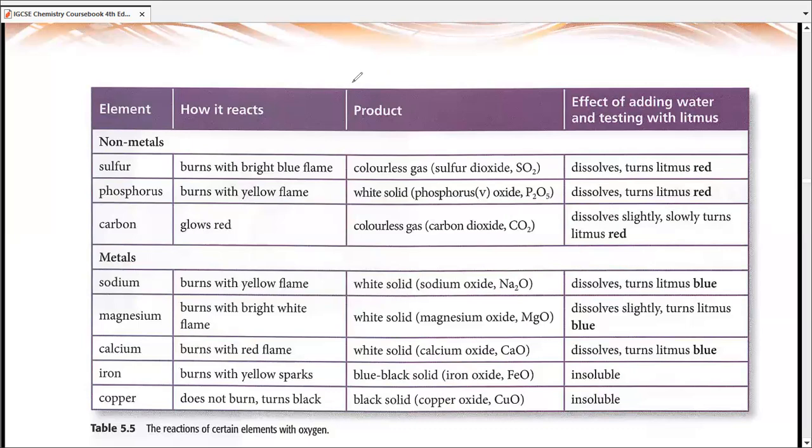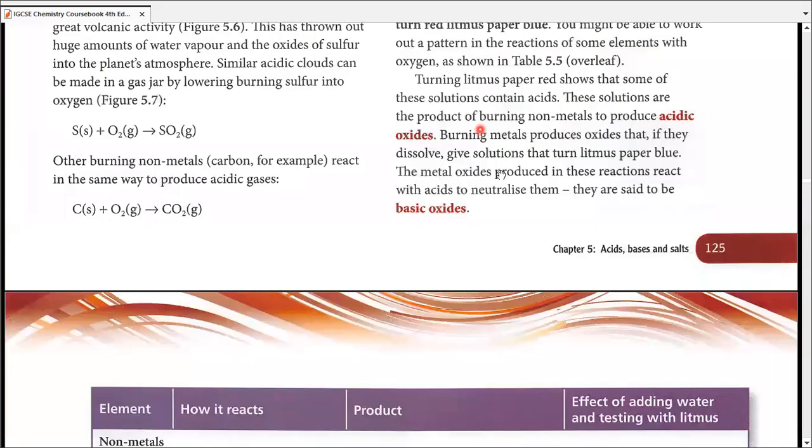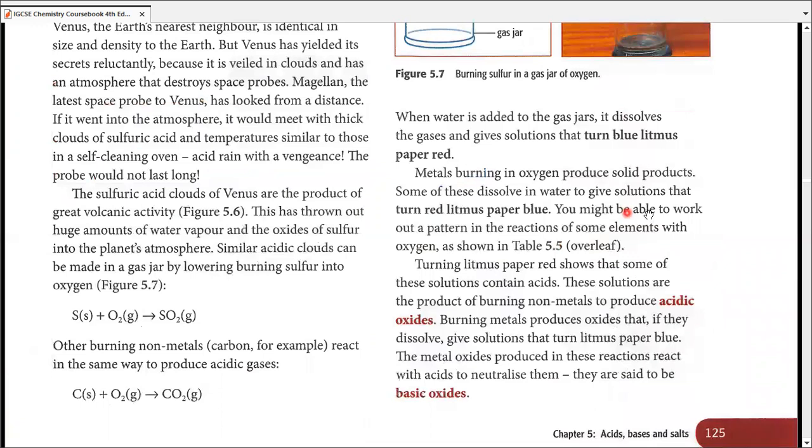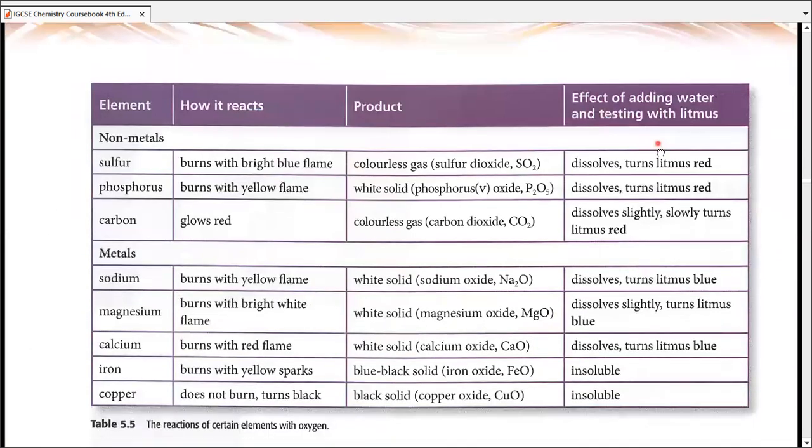Sulfur burns with a bright blue flame. In order to understand what that means, the diagram is present on the previous page, 125. You can see sulfur and you can even literally see that blue flame. This is sulfur being burnt in a gas jar of oxygen. Sulfur is burnt in pure oxygen. You can see the blue color. If you're burning it in air, the blue color is visible, but a little bit distorted. So that's easy. Let's move back to the table.